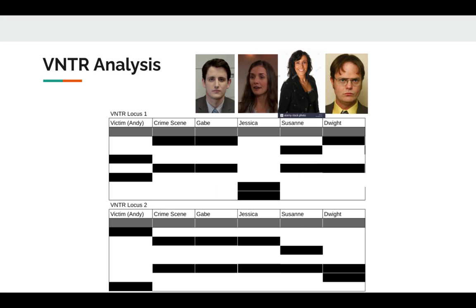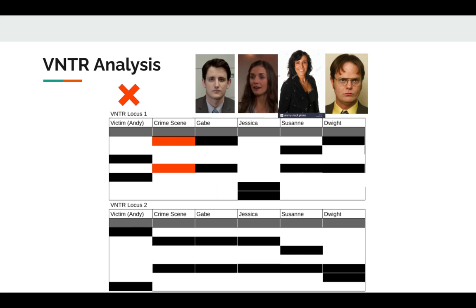We start with VNTR locus 1 and then move on to locus 2 if we have a match in the first locus. In order to consider a suspect as the culprit, each suspect must match up with all of the bars in the crime scene sample, each of which represents an allele of that locus. Starting with the victim, he does not match up for either allele, so we can easily discount him from the process.